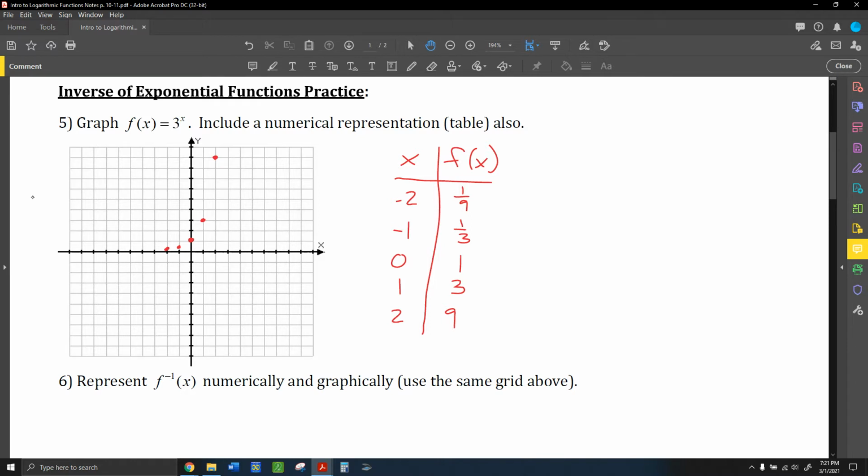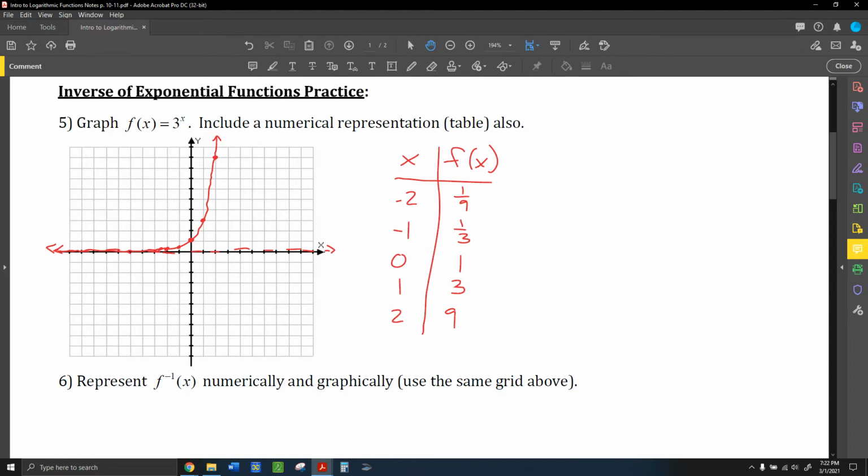Now remember, this is the parent function, 3 to the x. We're going to have a horizontal asymptote at y equals 0. So go ahead and draw that in, that horizontal asymptote, as a dotted line, and sketch in your curve. Don't forget those arrowheads on each end, and as you're approaching your asymptote, try to get as close as you can to the x-axis without crossing.